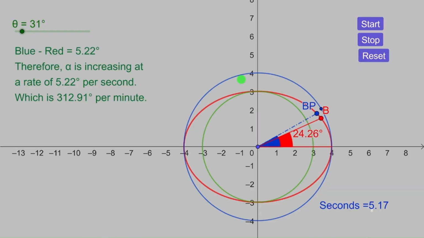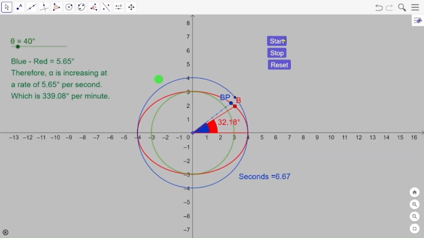Here's what we mean. When theta is equal to 31 degrees, which happens at 5.17 seconds, alpha is 24.26 degrees. 1 second later, when it is 6.17 seconds, the difference between the value of alpha at that point and the current value of alpha will be 5.2 degrees, which is 5.2 degrees per second, or 313 degrees per minute. So at this moment in time, alpha is increasing more slowly than theta, which is increasing at 360 degrees per minute.